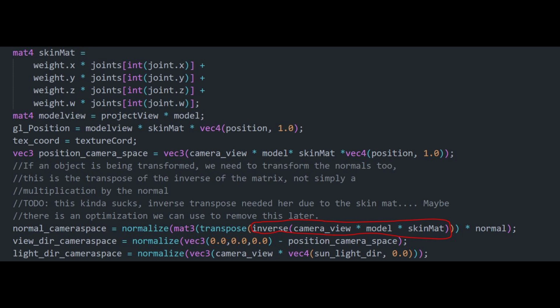this inverse in the vertex shader. Generally, you can compute this on the CPU, but because of this skin matrix here, which is used for the animations, I have to compute it per vertex, which yeah, just has a kind of a bad smell to it. So maybe in the future I can fix that, but for now, I'm just going to leave it.